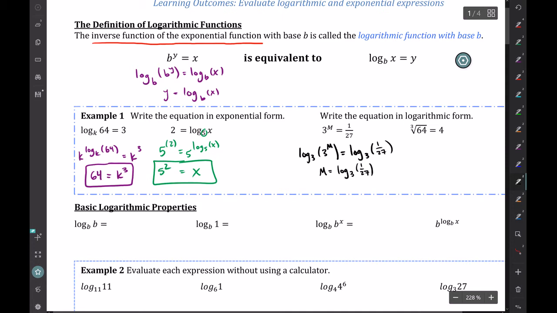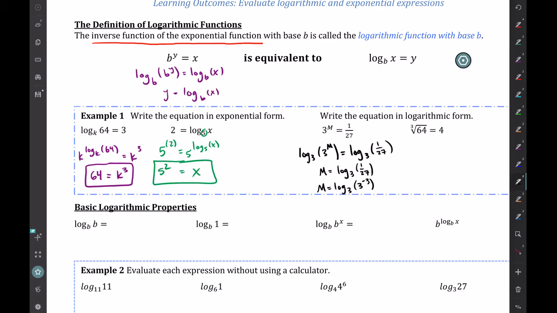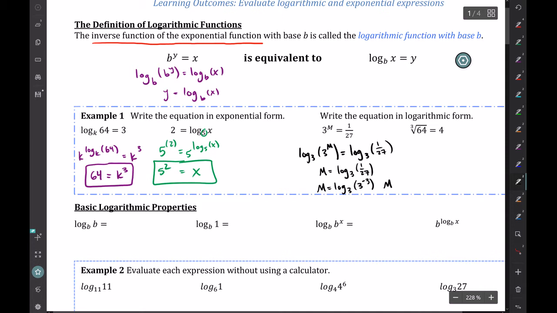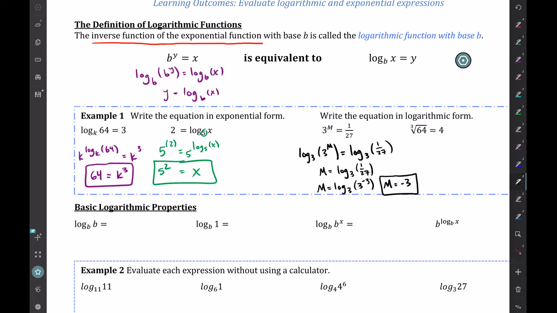Or if you wanted to simplify this further, you could write this as log base 3 of 3 to the minus 3, because 27 is 3 cubed, and 1 over 27 would be 27 to the negative 1, so you get 3 to the negative 3. And then because I'm taking log base 3 of 3 to the something, I'm just going to be left with that something. So here I'm getting that m equals negative 3, because log base 3 and 3 to the x are inverses of each other. So this is like log base 3 of 3 to the x, where x is negative 3. So it just cancels. Okay?